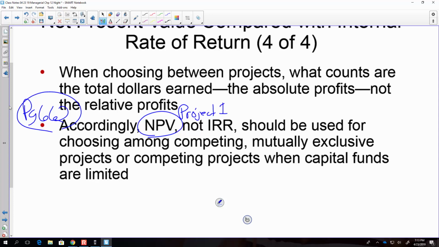So there is a multiple choice question on this. When you have 2 projects, 2 competing projects, you will use the net present value to determine which project to pick, not the internal rate of return.